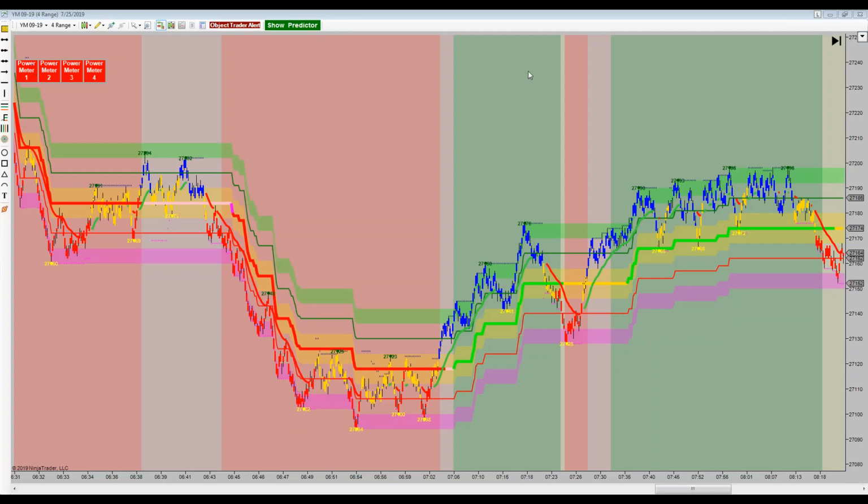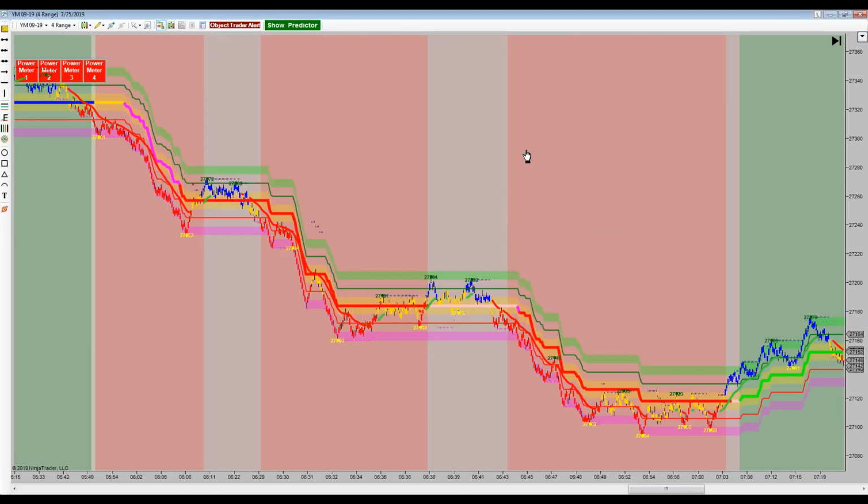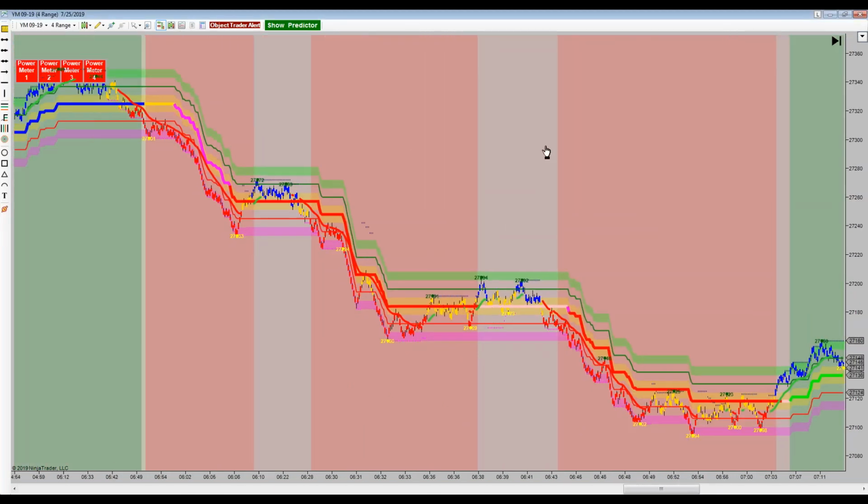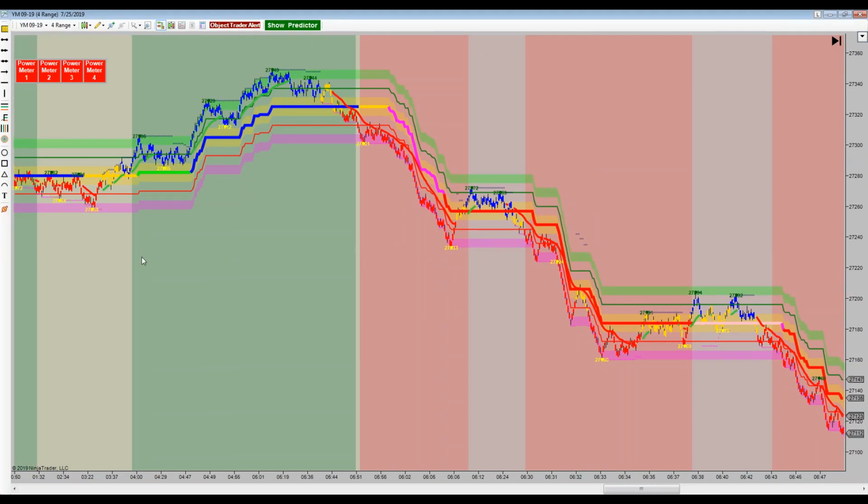Excuse me. So what I want to show here is there are some good examples of multiple types of trade setups on YM, and that's why I picked this chart to start off with. There are good examples of different scenarios to be aware of.